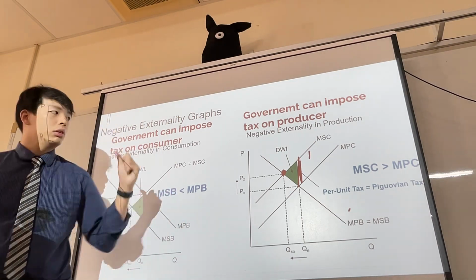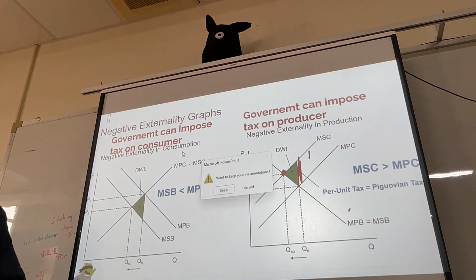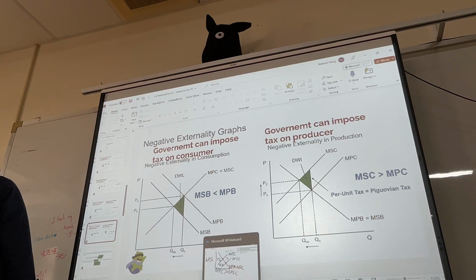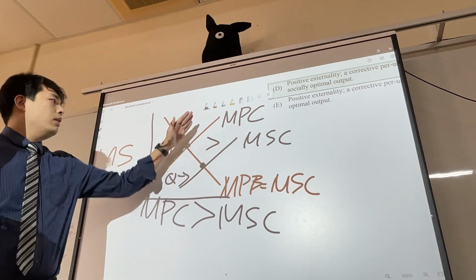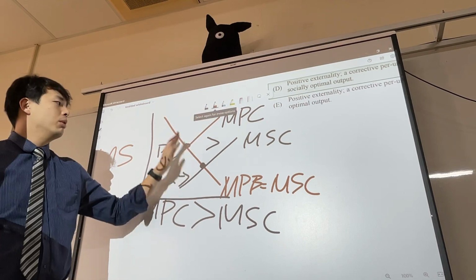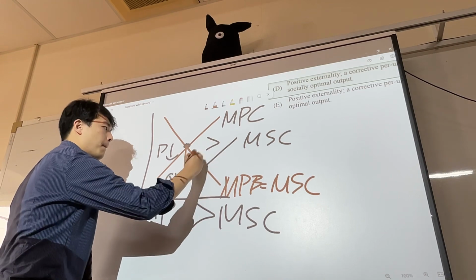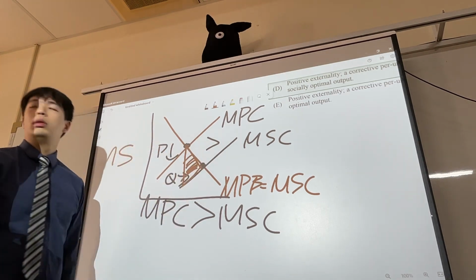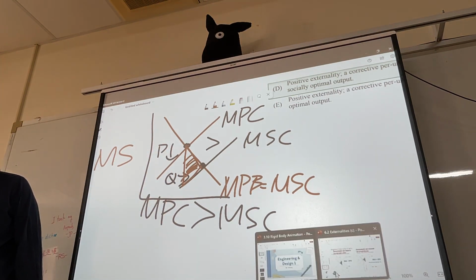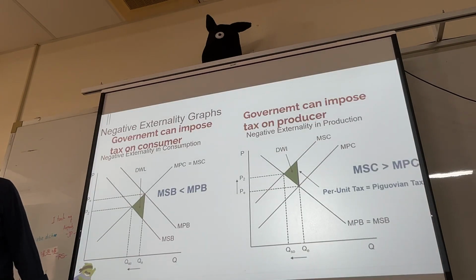If you go back to your note, you probably notice. Let me draw this. So, let's go back here. MPC goes to the right, this is your production, by the way, and where is your deadweight loss? On your left. This is all on your left, but in negative externalities, deadweight loss is on your right. Please remember, and that's pretty much it.